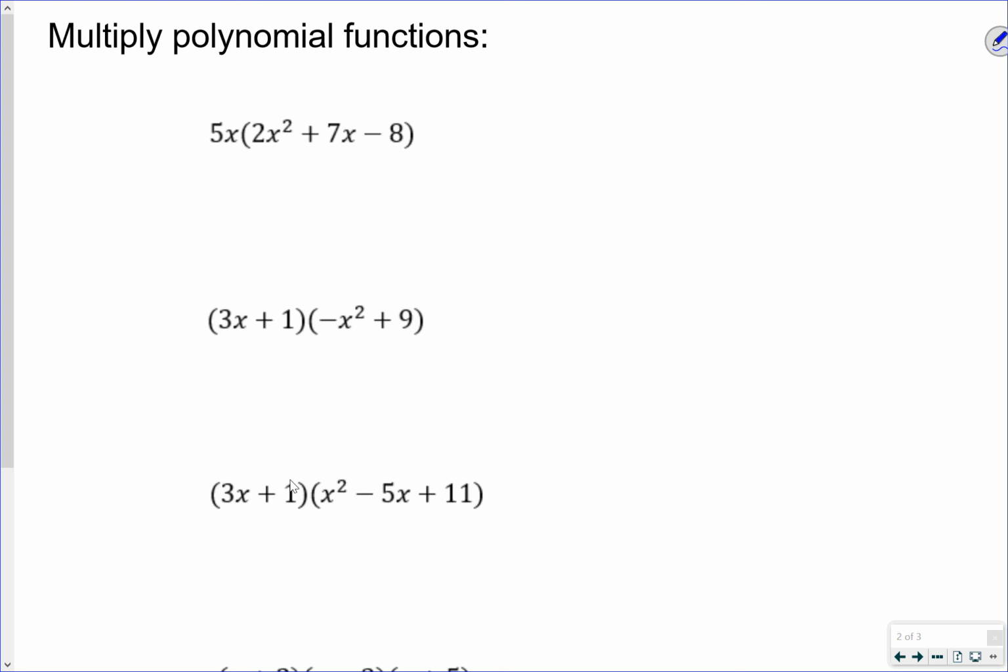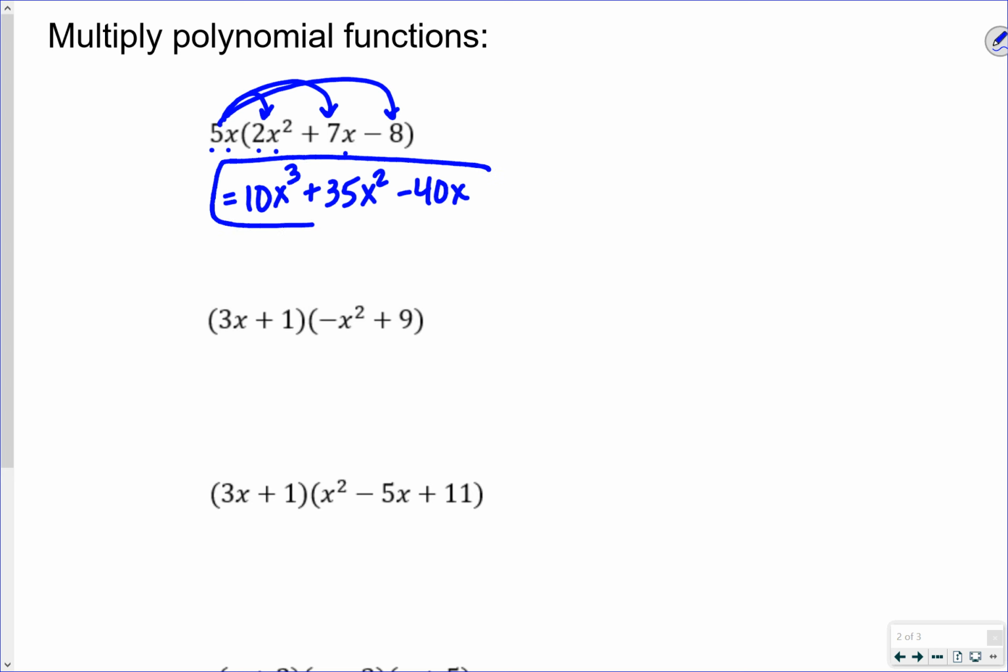So this first one, I'm just going to multiply this 5x by everything that's in my parentheses. So 5x times 2x squared, I'm going to multiply the 5 and the 2 and get 10. I have x to the first and x squared, that gets me x to the third. Do it again, 5x times 7x, 5 times 7 is 35, x times x, I now have 2 of them, x squared. And my last one, 5x times -8 is a -40, and there's only one x. No terms are alike, nothing can be combined.